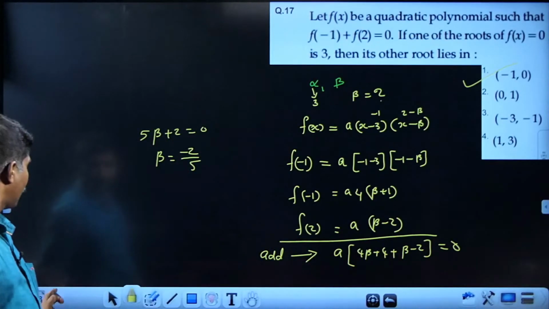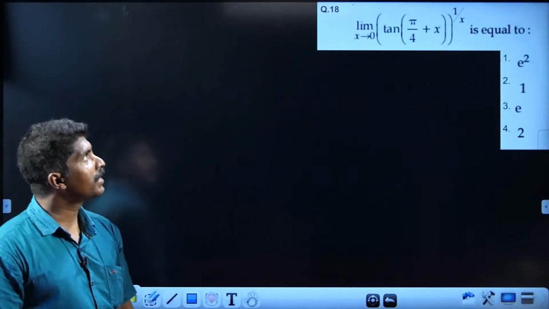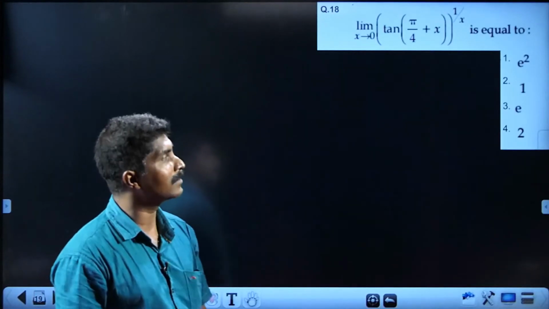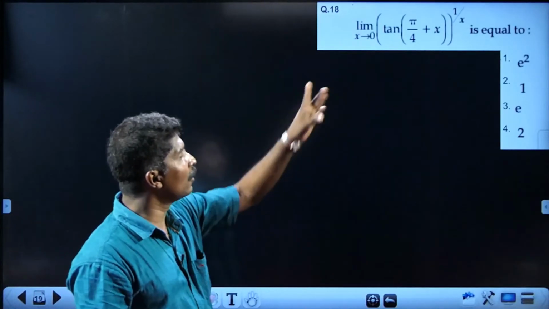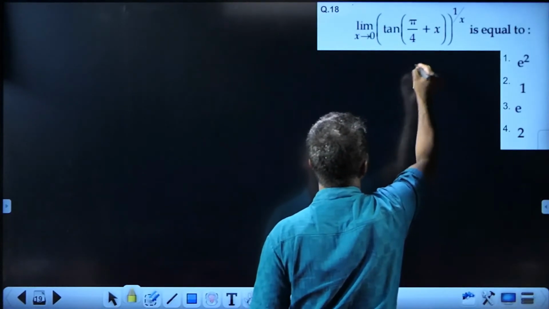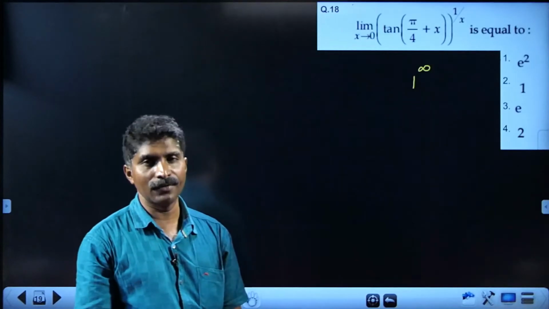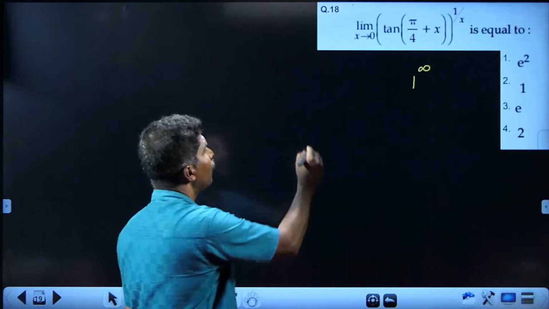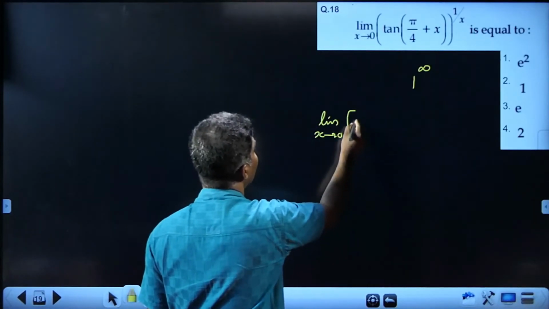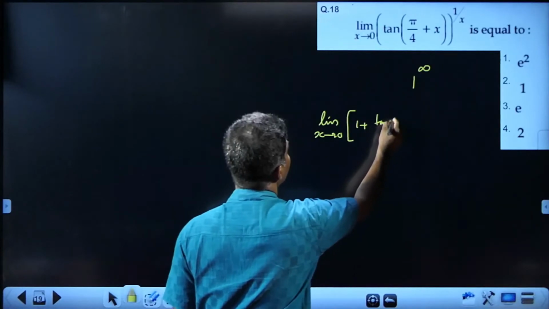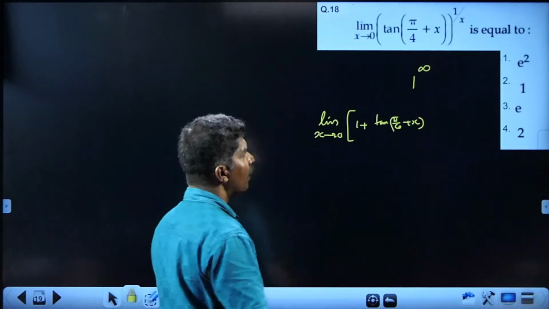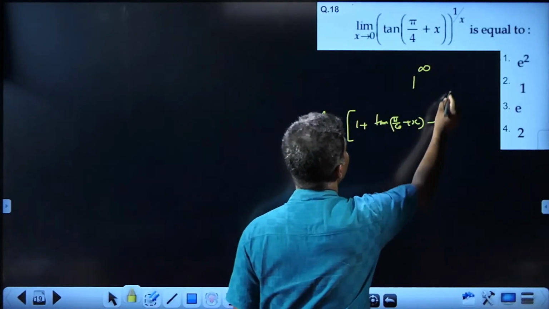Okay. Next problem: limit x tends to 0 of (tan of (pi by 4 plus x)) all raised to 1 by x is equal to. Putting x equal to 0, we can see that tan pi by 4 is 1, raised to infinity. This is actually 1 raised to infinity form. So the method, you know it, we will apply this as limit x tends to 0 of (1 plus (tan of (pi by 4 plus x) minus 1)) whole raised to 1 by x.